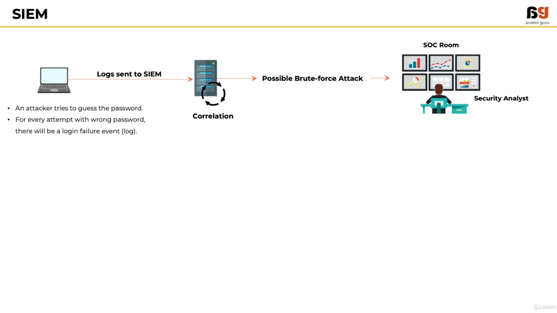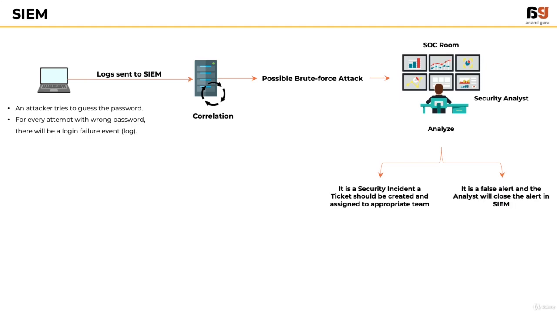A security analyst will pick up the alert and has to validate if it is really an attack or a false alert. If it is an attack, he has to alert the right teams to take necessary actions, and if it is a false alert, then he will close the alert in SIEM. The analysis is usually done by following a playbook written by the SOC lead. A playbook contains step-by-step instructions on how to handle a specific alert.